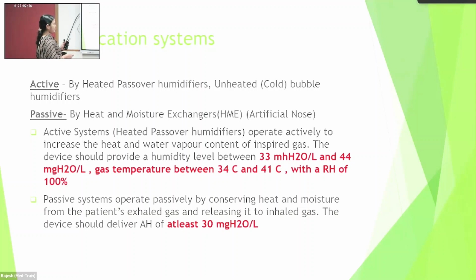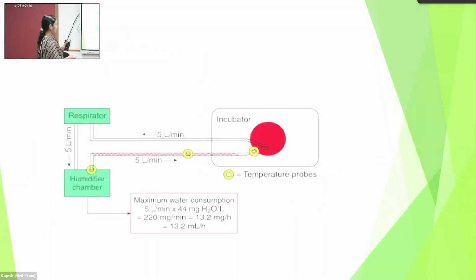If it is a passive system, they just conserve the heat and moisture from the exhaled gas, and that will be transferred to the inhaled gas. They do not actively generate the heat and water vapor. So they work mostly by heat and moisture exchange. They should at least deliver 30 milligrams of water per liter if they are being used.